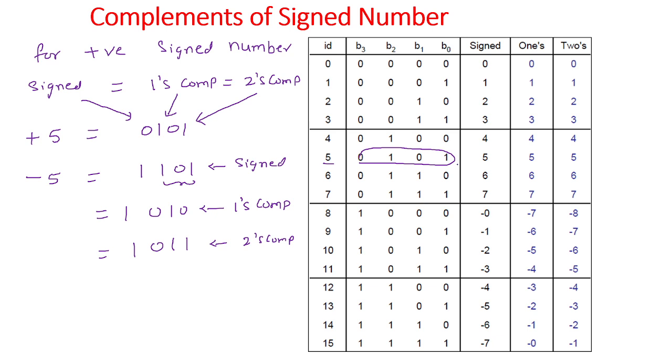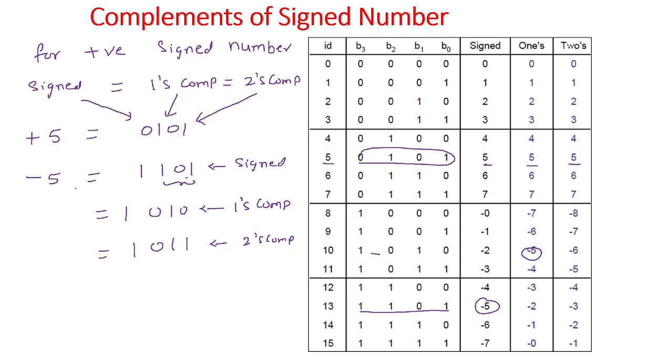0, 1, 0, 1 is 5 in the signed magnitude, it is 5 in the ones complement, 5 in the signed 2's complement. But if you are talking about the minus 5, here you can see minus 5 is 1, 1, 0, 1 in signed magnitude. This is the 1's complement. Minus 5 is here and its binary representation is 1010.